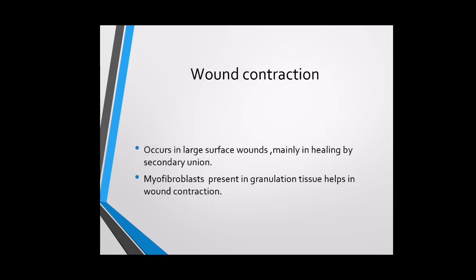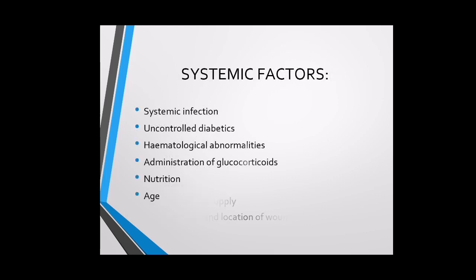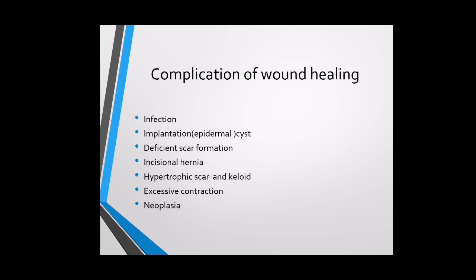It occurs in large surface wounds, mainly in healing by secondary union. Myofibroblasts present in granulation tissue help in wound contraction. Factors influencing healing are local factors like foreign body, infection, ultraviolet movement, poor blood supply, type, size and location of wound. Systemic factors like uncontrolled diabetes, hematological abnormalities, administration of glucocorticoids, nutrition and age.